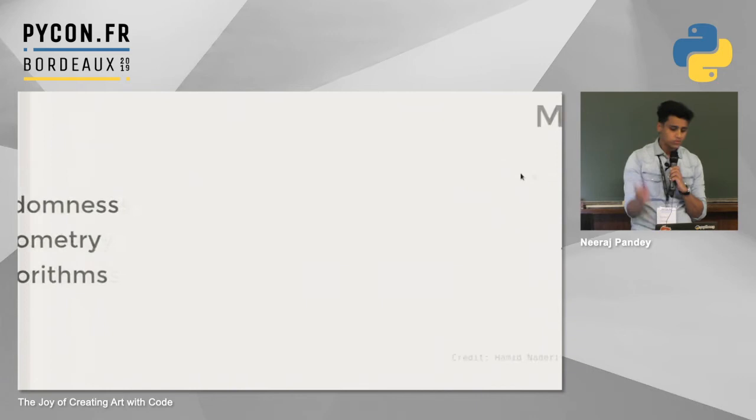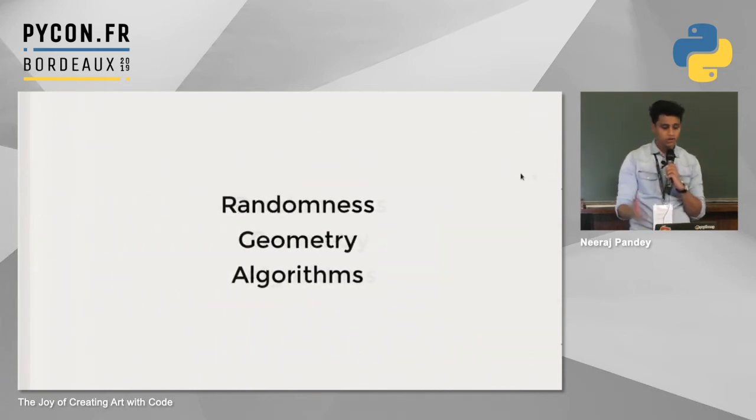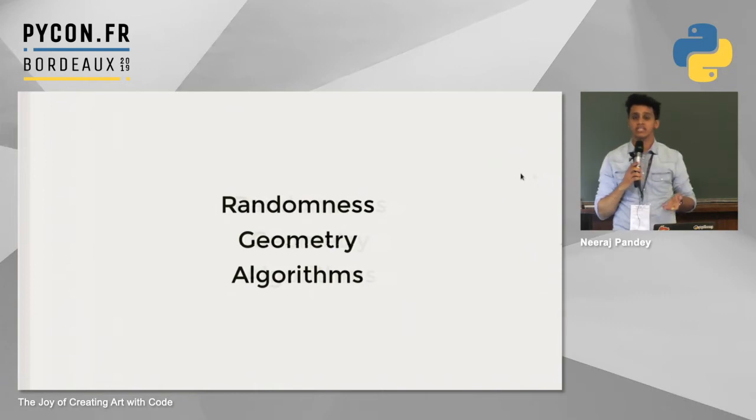Okay, so these are the three factors or the three components which are used in making a generative art. So the first thing is randomness. Anything which is being made by mere randomness is a random art. So if there is no randomness, your art is not a generative art. It's more like a digital art.